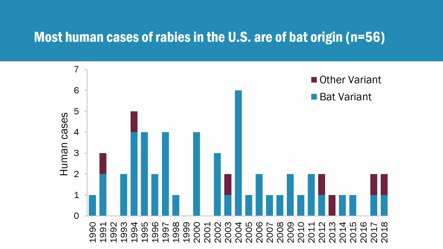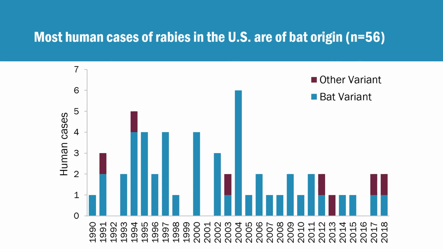Each year, 1 to 3 human rabies cases are reported in the United States. This chart shows the 56 total human cases in United States residents during 1990 through 2018. Of these, 44 were acquired in the United States. The others were acquired through international travel.